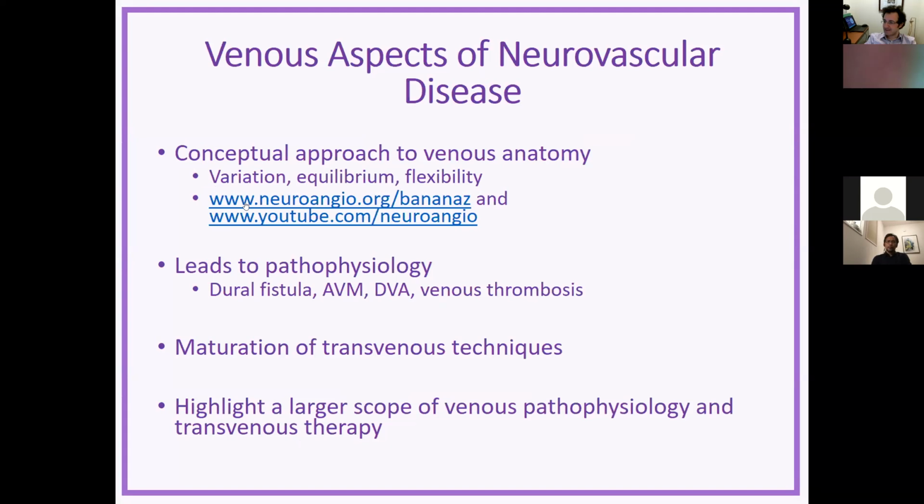We've done some work looking into the various aspects of veins, the conceptual approach to venous anatomy, and the ideas behind concepts of variation, equilibrium, and venous flexibility. All of these words have meaning and substance that you can see in the images, and that leads to the pathophysiology of what we do. This anatomy helps us understand the problem with dural fistulas, how they lead to symptoms, and how we can approach them, as well as AVMs, DVAs, and so forth.